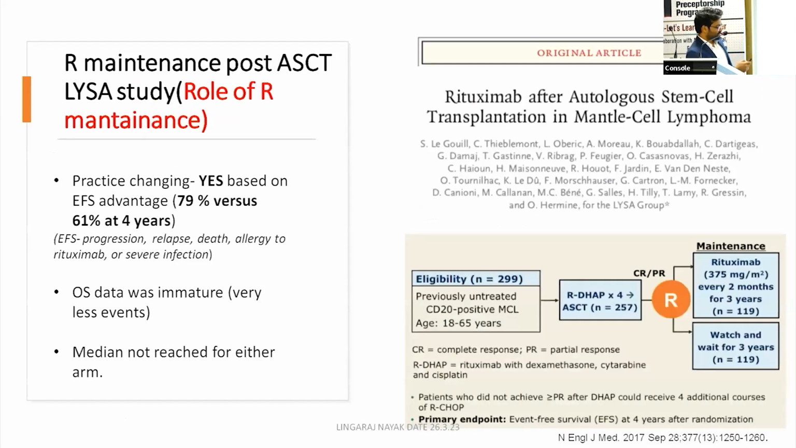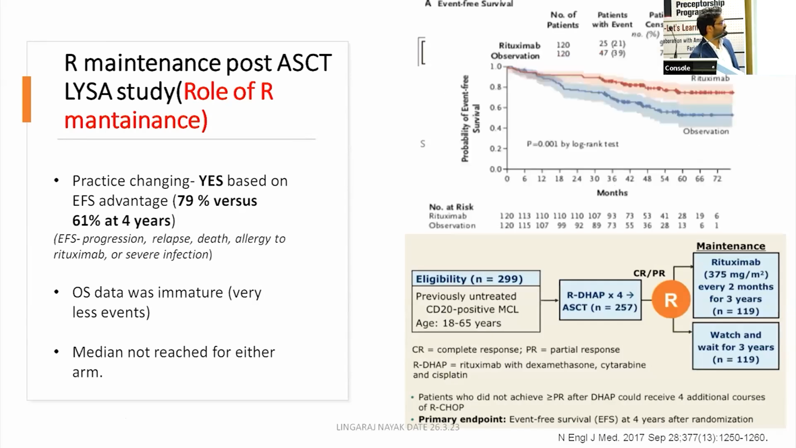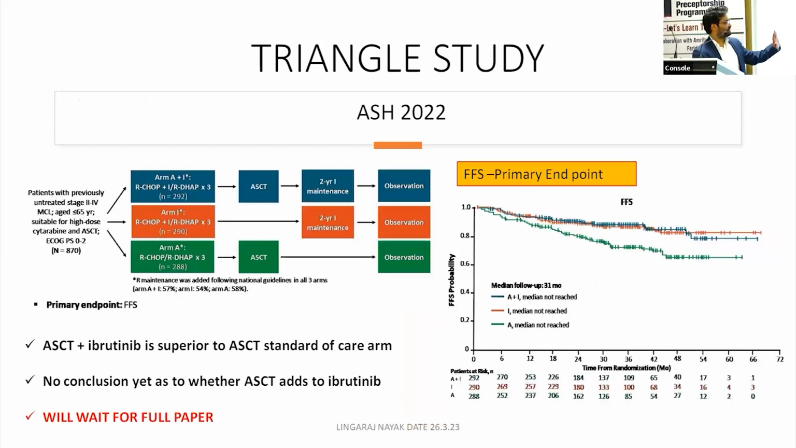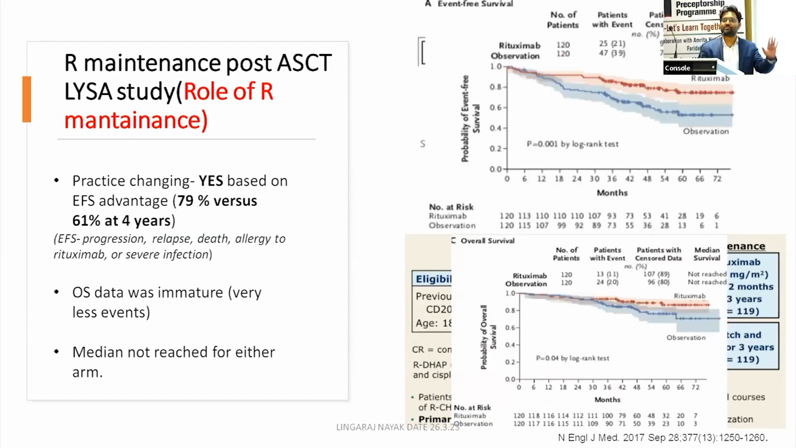So this is the data of rituximab maintenance post-transplant. All patients received R-DHAP, then rituximab every 2 months for 3 years versus nothing. You can see the difference in terms of EFS, and OS data was immature. There are very few events in overall survival, so don't take that curve as important. The important one is event-free survival, and the median has not been reached for either. So this is pretty much a standard of care. Everybody practices this. So as I said, R-CHOP, R-DHAP, transplant, and maintenance rituximab is the standard of care.